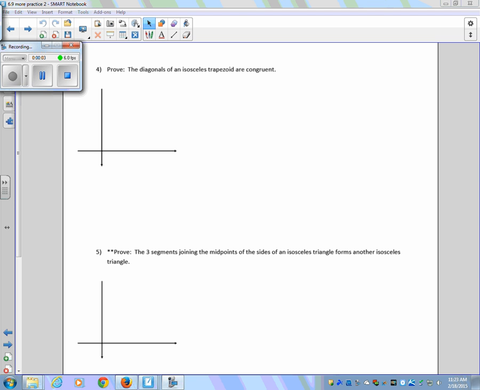So number 4, we're trying to prove that the diagonals of an isosceles trapezoid are congruent. Our first job is to draw the figure on this coordinate plane, labeling the vertices with variables. First of all, what shape are we going to draw on here? An isosceles trapezoid, right? Okay, so we have a couple of choices.